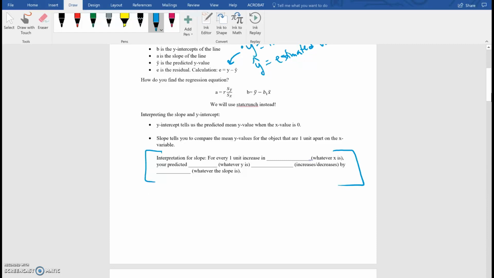And when I say whatever x is and whatever y is, well, what is x? Is it quantity? Is y price? What exactly are we talking about? So these are some of the interpretations that we have.